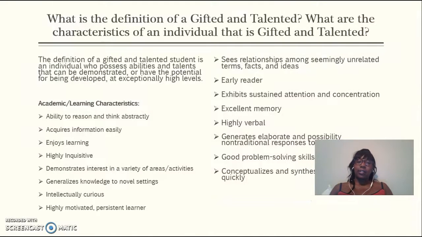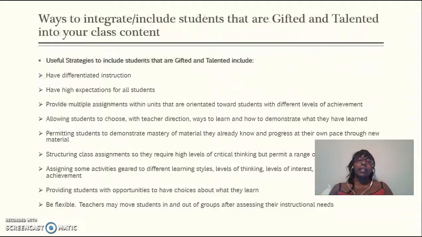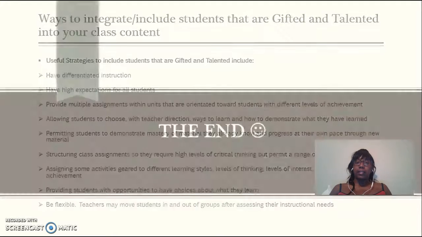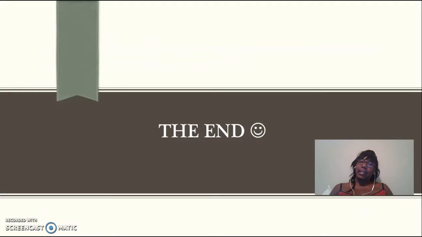So gifted and talented students. Now, this is where an individual possesses abilities and traits that can be demonstrated. So some characteristics could be they're early readers, they're highly verbal, they're highly inquisitive, they're intellectually curious, they're highly motivated, and they always want to learn. So some strategies to include them is we can have differentiated instruction, which we talked about earlier. We can structure class assignments so they require high levels of critical thinking but permit a range of responses. And that is the end of my PowerPoint.